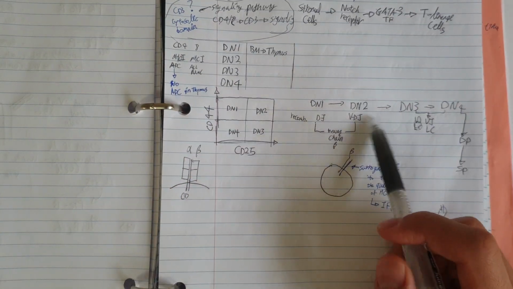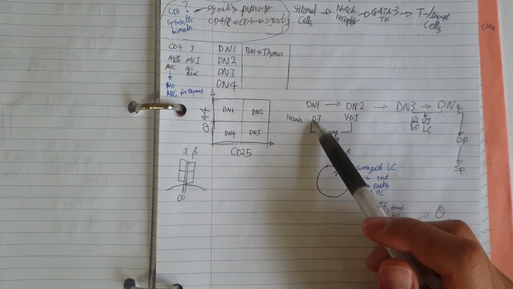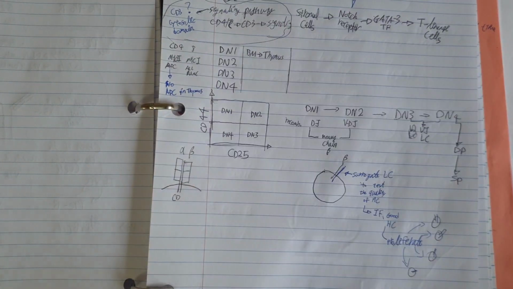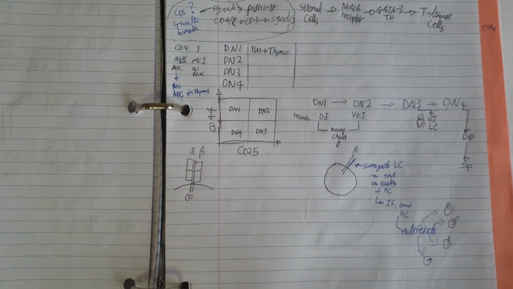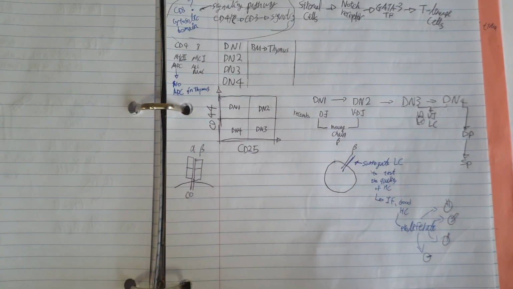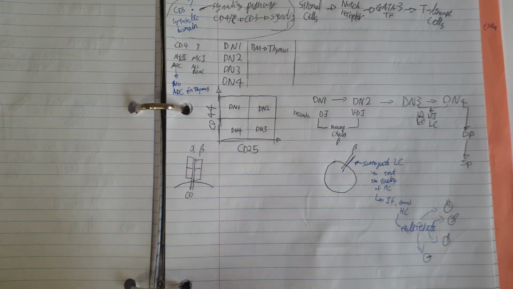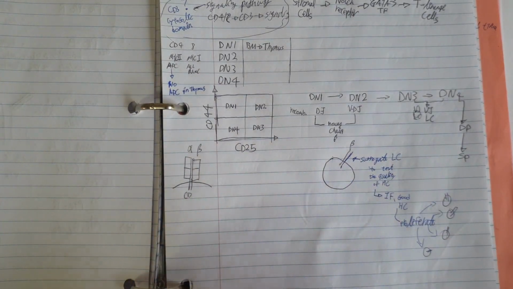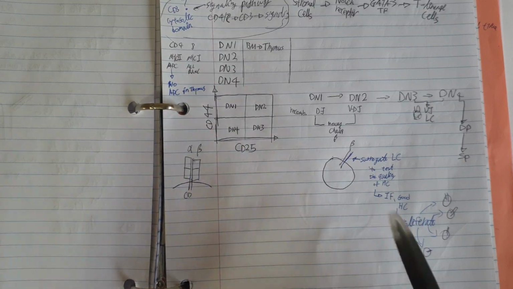At double negative 1 and double negative 2, that's when the DJ and VDJ recombination happens and forms the beta heavy chain. And once it has the beta heavy chain, similar to B cell development, it tests whether the beta heavy chain works with the surrogate light chain. That is not a real light chain, it's just for test purposes, to see whether the beta heavy chain they made works. If it binds well with the surrogate light chain, then we know it's good, and it will proliferate and make more copies of the beta heavy chain that they made.